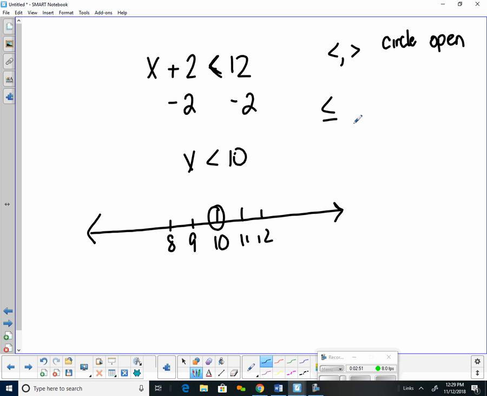If I have less than or equal to, or greater than or equal to, then my circle is going to be shaded, which means that answer can be included. And we're going to do one of those here in a few minutes. Okay, so now that we know this is open, x represents all numbers less than, so I'm going to shade to the left, all the way to the arrow, and include the arrow. Now, if your variable is first, meaning it's the first thing you read from left to right, your arrow is going to point in the direction you will shade. Again, that's only if the variable is on the left.